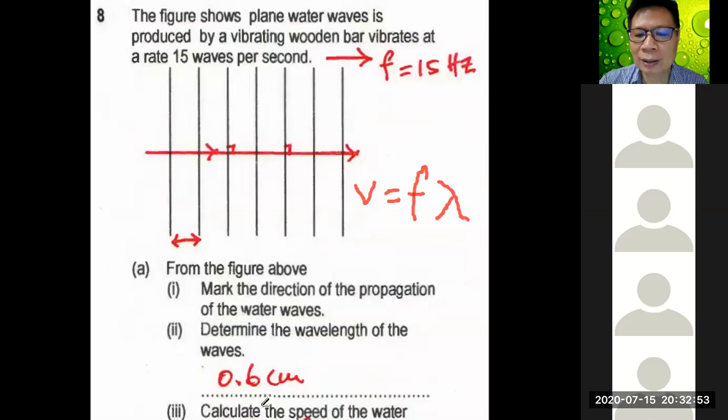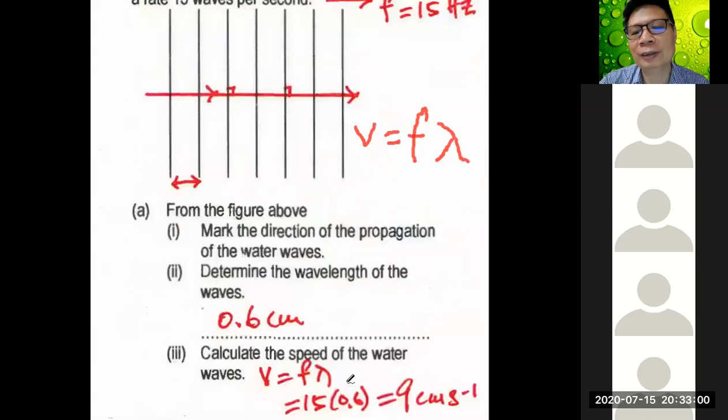Next one, calculate the speed. Now calculate straight away. Use this formula: find the speed, put the frequency, multiply by the wavelength lambda. You get the answer, 9 cm per second. Because this one is in cm, your answer is in cm per second.